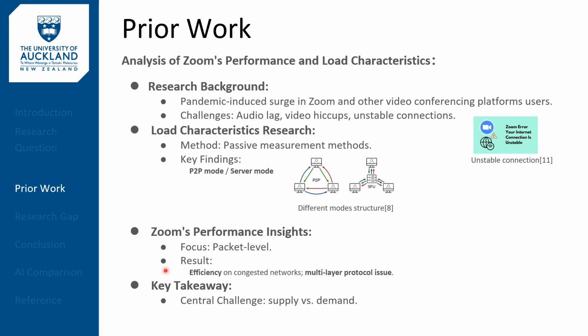We have 2 results. First, Zoom faces efficiency challenges, especially on networks with congestion or data loss. Secondly, the complex interaction of Zoom's multi-layer protocols. And if we condense it to the core issue, it revolves around this problem: the trade-off between the demand of Zoom's services and its ability to supply them. As we move on, let's keep these fundamental understandings in mind. They will guide us as we benchmark Zoom against its competitors in our next segment.